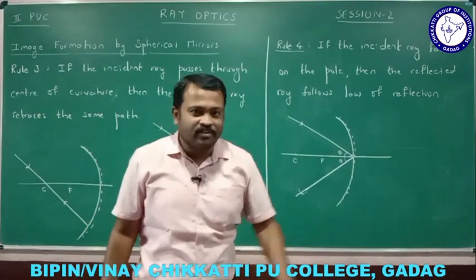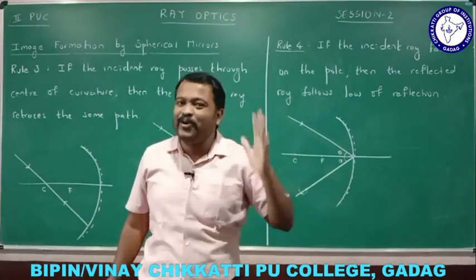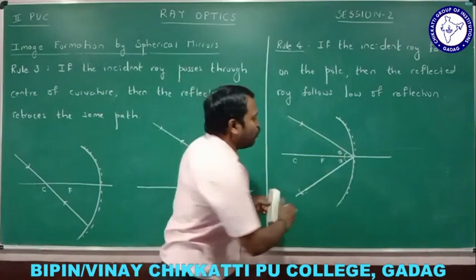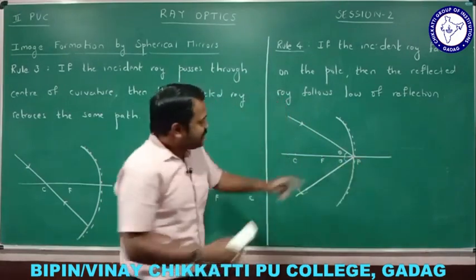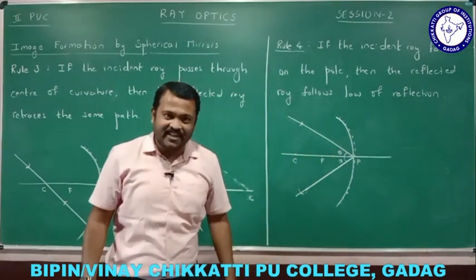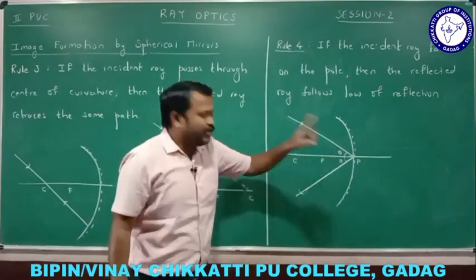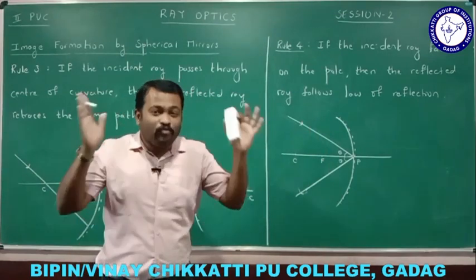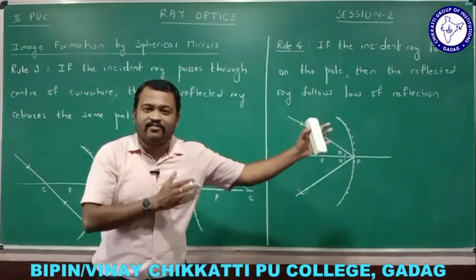What is the law of reflection? Angle of incidence must be equal to angle of reflection, right? If it falls exactly at the pole, and the angle of incidence is theta, then the angle of reflection must also be theta. So the angle of incidence will be equal to the angle of reflection. The reflected ray follows the law of reflection.